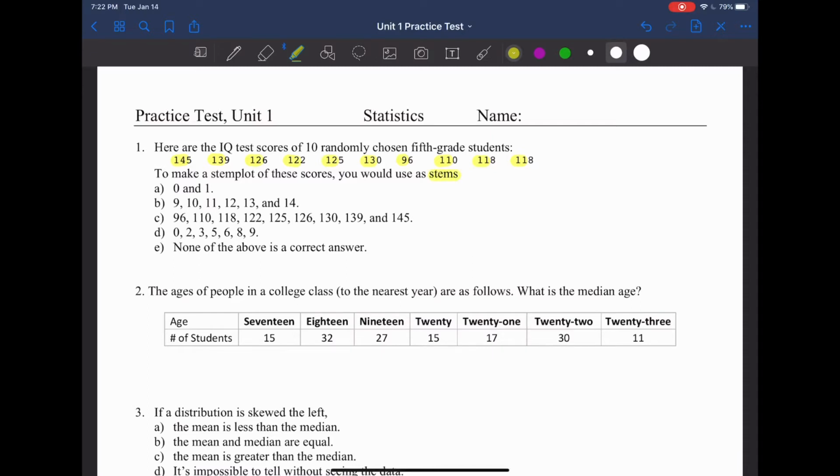be the last number. So for this one, the lowest stem that we would use is 9, and we would go all the way up to 14. So that would be 9, 10, 11, 12, 13, and 14. So in this case, the correct answer would be B. So the stems are the numbers to the left of the last digit.